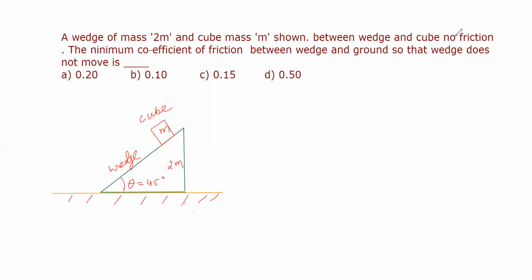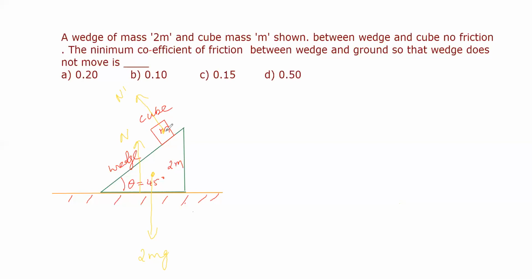Now to solve this problem, we take a free body diagram. That means we represent the forces acting on this body. Here the wedge has mass 2m, so a 2mg force acts downward, and the ground pushes the wedge, so there is a normal reaction N. The wedge pushes the cube with a normal force that we assume to be N dash.